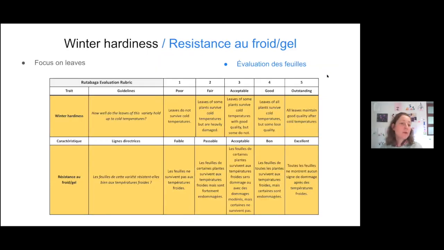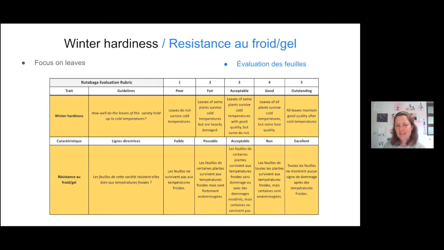Another trait people were interested in was winter hardiness. Rutabaga in general does hold up quite well to cold. It's recognized for that. But if the leaves get too damaged early on, it will limit its ability to continue developing in the cold weather.